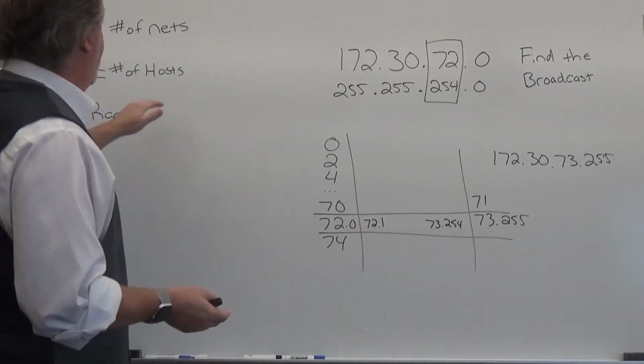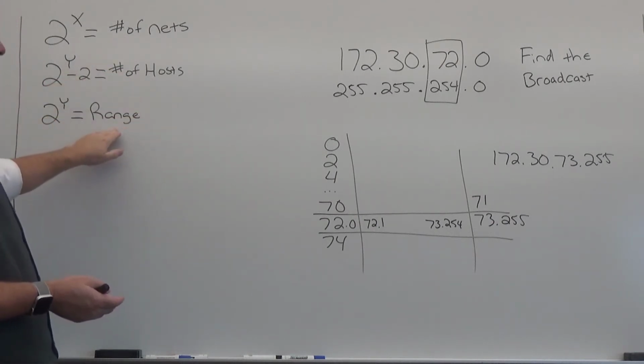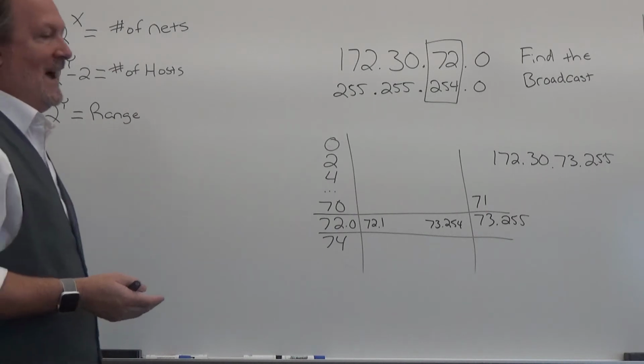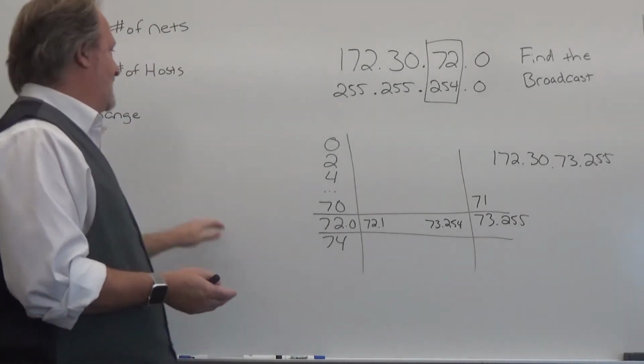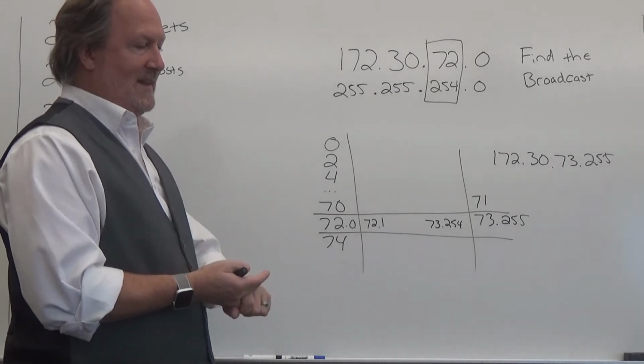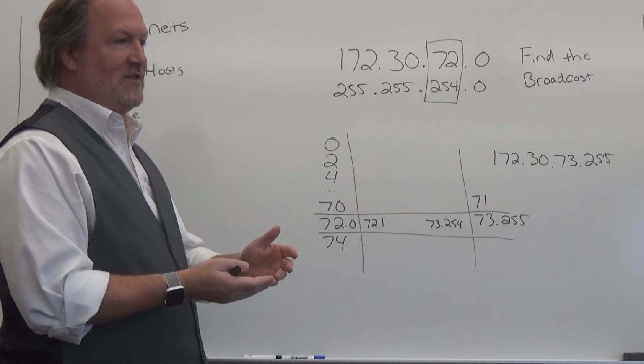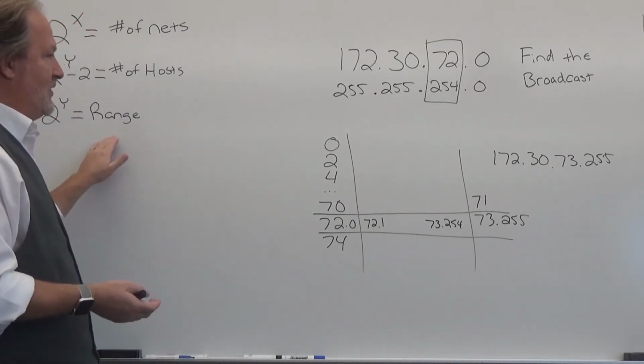Then we want to figure out what they're asking. Are they asking for the number of networks? Are they asking for the number of hosts? Or are they asking for something that's going to require a range chart? 9 times out of 10, they're going to ask for something that's going to require a range chart. They're going to ask you what the broadcast is. They're going to ask you what the network ID is. They're going to ask you what the third usable IP address in that range is, something like that. So you're going to have to do a range chart.